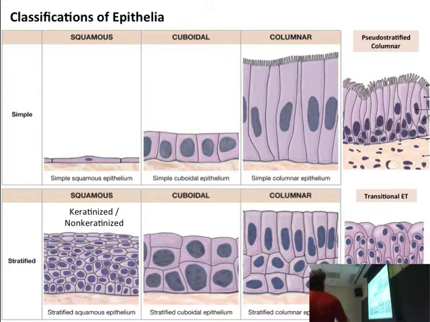Okay. We saw this yesterday, just to review. Classifying into simple and stratified. Simple is a single layer, a monolayer. Here there's stacked layers. Squamous, these are squamous, squashed down, flattened cells, cuboidal, cube-shaped, and columnar. And then there are the two other types.